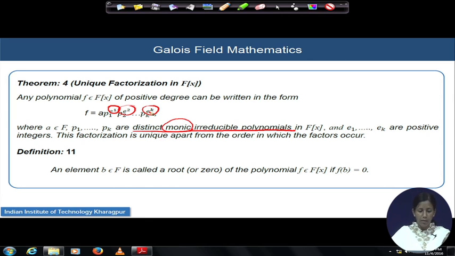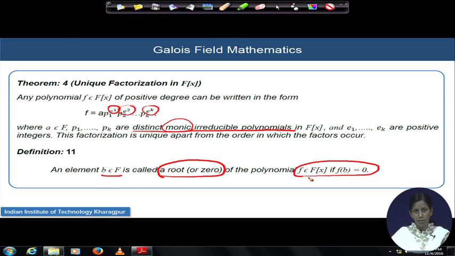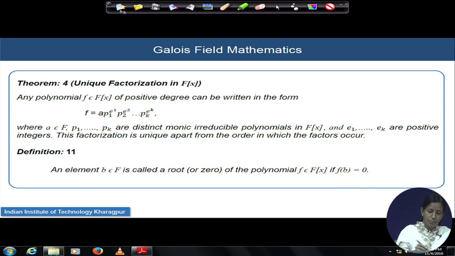And remember, any element b that belongs to F, we will call a root or zero of the polynomial if and only if f of b is equal to 0. So, to define a root of a polynomial, we have to evaluate that polynomial at that value, and it should give the value equal to 0.